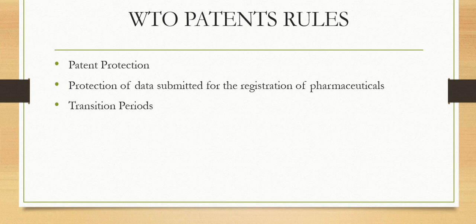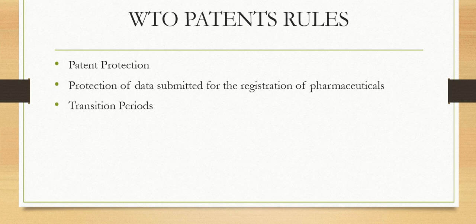So basically they protect the data submitted by the members of the WTO for market approval, whether they can sell this particular medicine in the market or not. Okay, so that data is also being protected under the WTO patent rules. So the third one is transition period.